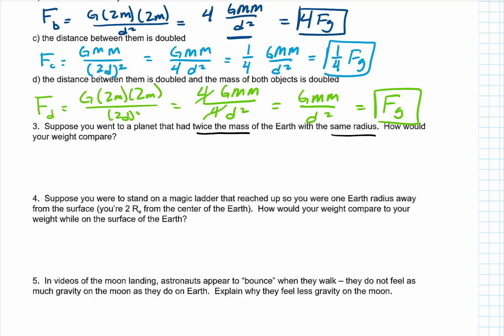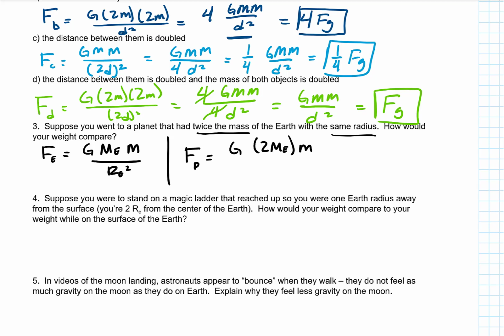All right, for this, you know that on the Earth, the force on you is going to be G times the mass of the Earth times your mass divided by the radius of the Earth squared. Well, if we go to this new planet, G, the universal gravitational constant, doesn't change. But we have a planet that has twice the mass of the Earth. Your mass is the same. And that planet also has the same radius as the Earth squared.